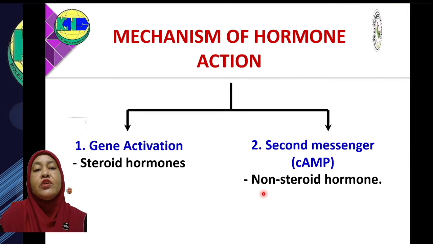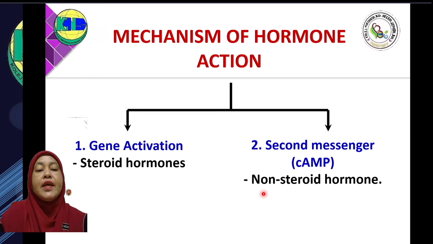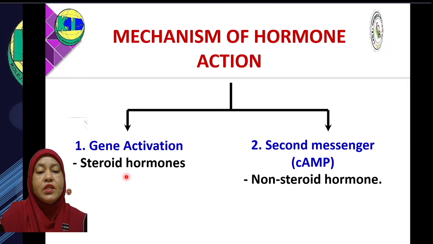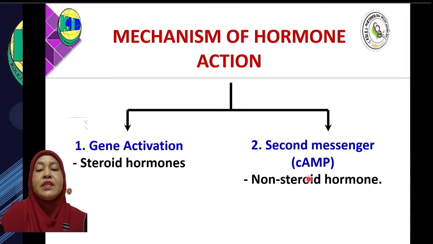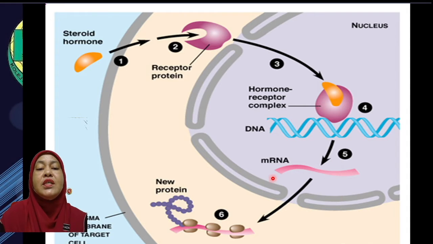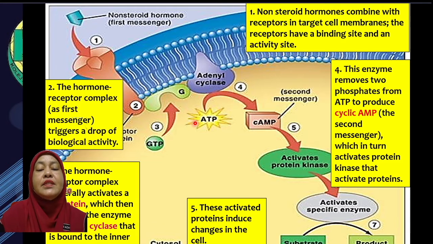There are two mechanisms of hormone action. Number one is gene activation, which involves steroid hormones, and the second one is the second messenger mechanism, or what we call cAMP, which involves non-steroid hormones. This diagram shows the steroid hormone mechanism, and this diagram shows the mechanism of non-steroid hormone. You are going to discuss more detail about these mechanisms during tutorial.